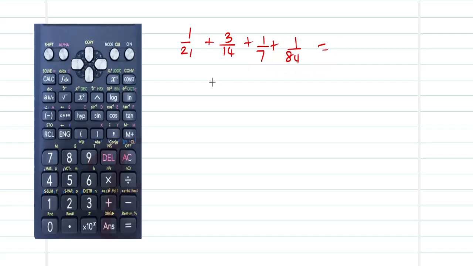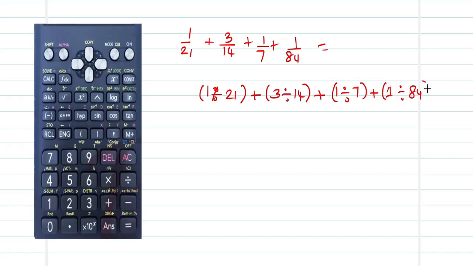Just key in the fractions which you have over here by making use of proper brackets. That is, on your screen, just key in 1, open a parenthesis, divided by 21, close the bracket, go for a plus, open again a bracket, go for a 3 divided by 14, then a plus, an open bracket, 1 divided by 7, plus 1 divided by 84.